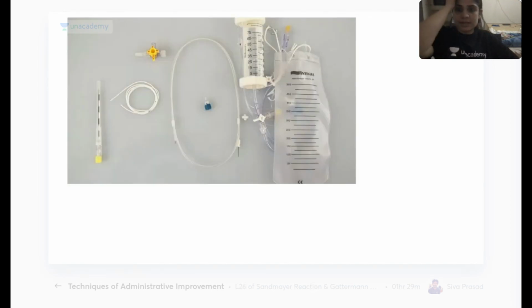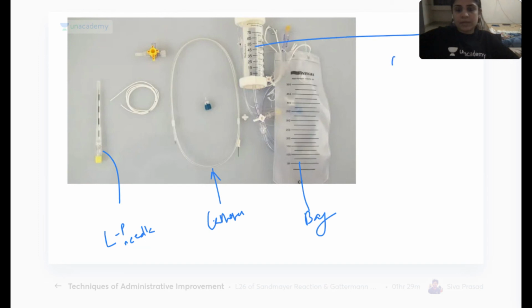Okay. What is this set, if that was the epidural set? Here you have the lumbar puncture needle. Here you have a catheter. And you have a bag. And you have a chamber over here. Any idea what this is? This is a little difficult to identify, but whoever identifies gets a virtual chocolate from me. Pediatric chamber? No. It's not for pediatric fluid, but that is a good guess.